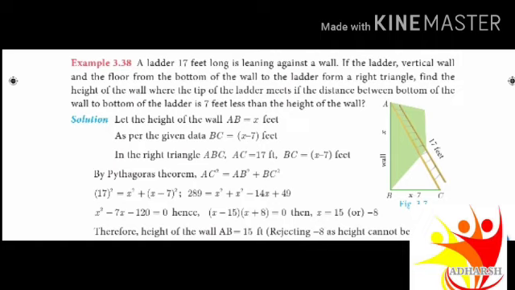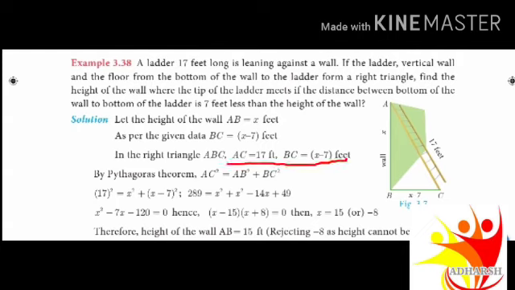Let the height of the wall AB equal to x feet. As per given data, BC equal to x minus 7 feet. In the right angle triangle ABC, AC equal to 17 feet, BC equal to x minus 7, AB equal to x. Using Pythagoras theorem, the hypotenuse side AC square equal to the sum of the squares of the other two sides. The other two sides are AB and BC.